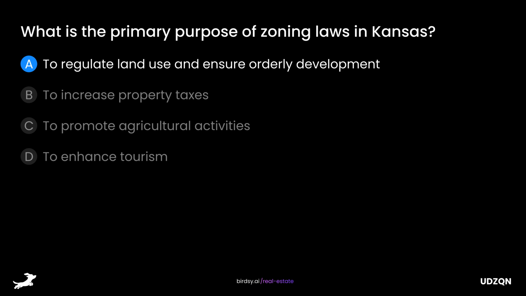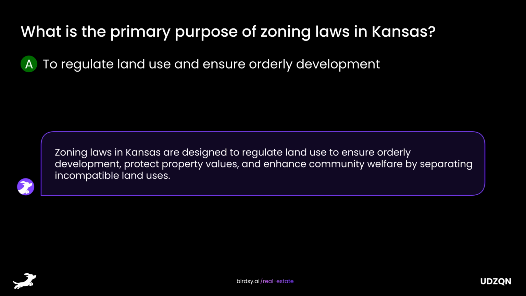Is it A, to regulate land use and ensure orderly development, B, to increase property taxes, C, to promote agricultural activities, or D, to enhance tourism? The answer is A, to regulate land use and ensure orderly development. Zoning laws in Kansas are designed to regulate land use to ensure orderly development, protect property values, and enhance community welfare by separating incompatible land uses.